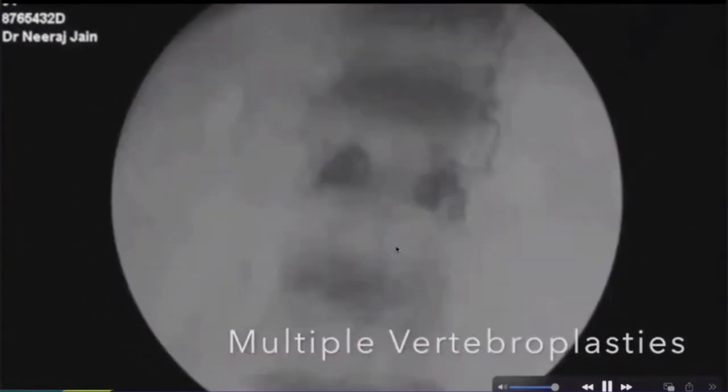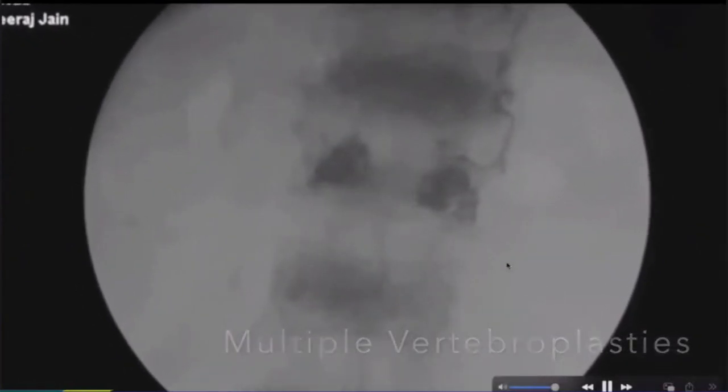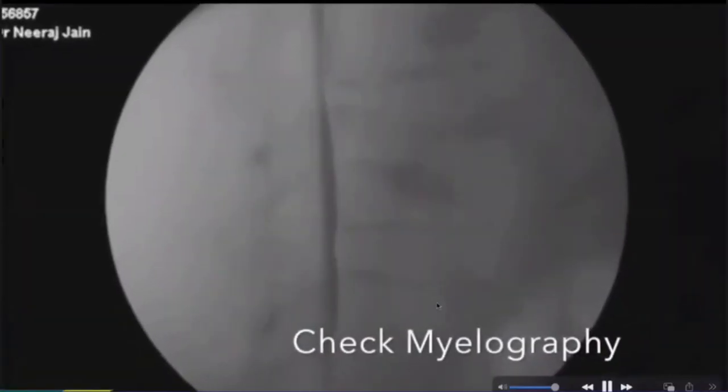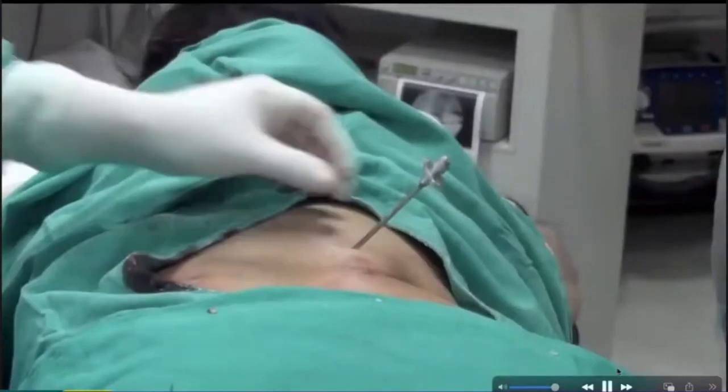Treat osteoporosis aggressively. You keep getting new fractures. I've cemented 10 vertebral bodies in one of the patients, like one patient of previous ones. Myelography is very, very reassuring in such cases.